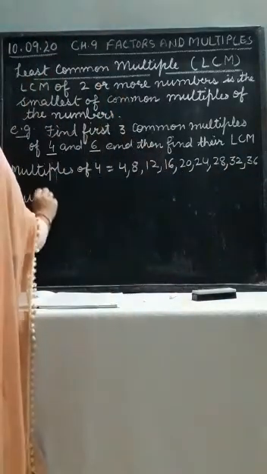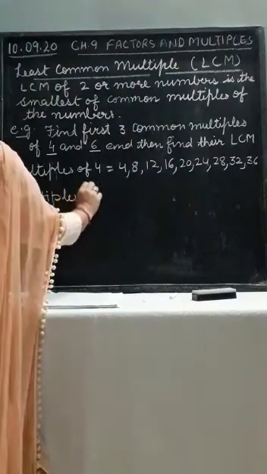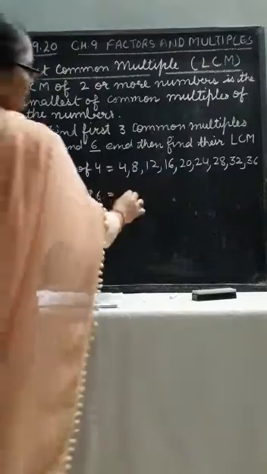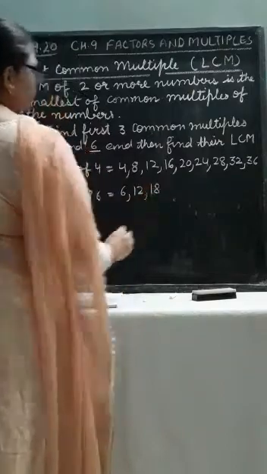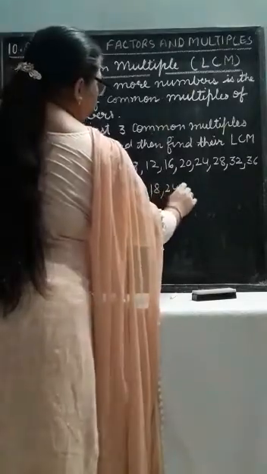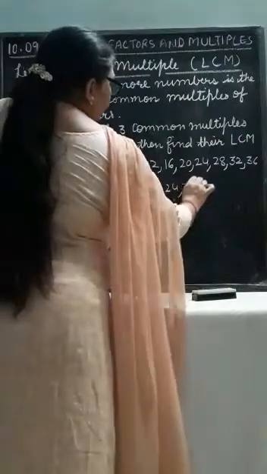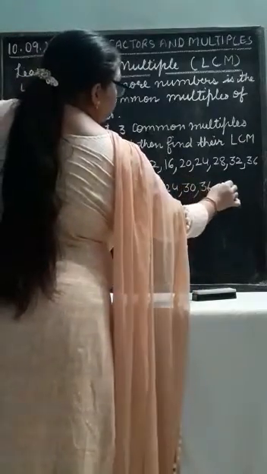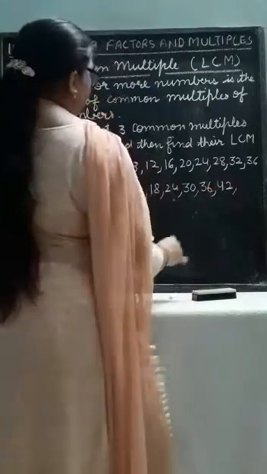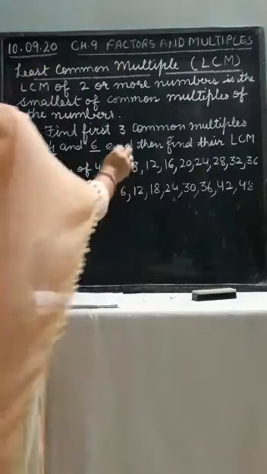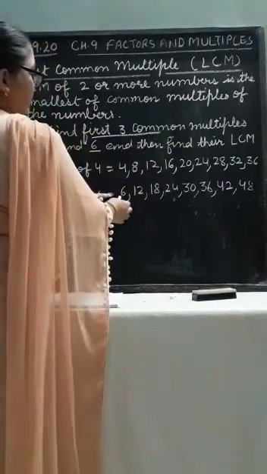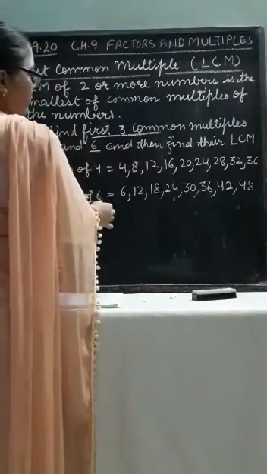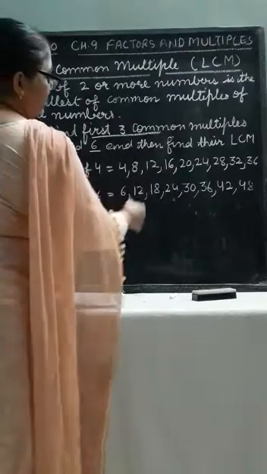Multiples of 6. 6 ones are 6, 6 twos are 12, 6 threes are 18, 6 fours are 24, 6 fives are 30, 6 sixes are 36, 6 sevens are 42, 6 eights are 48 and so on. We are to find out only first three common multiples. We will check the multiples of both the numbers and find out the common multiple from these.